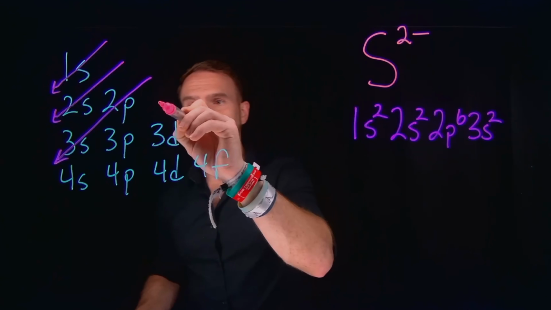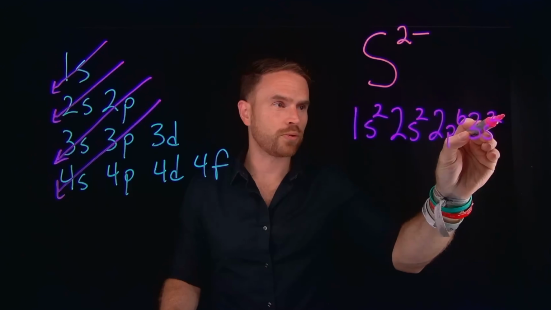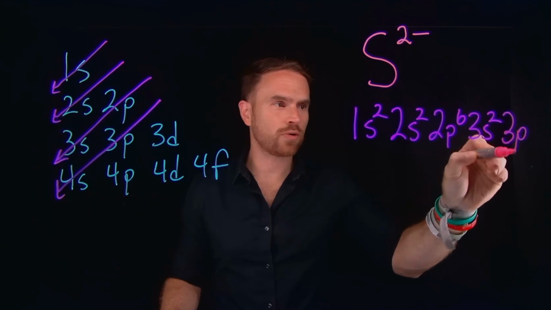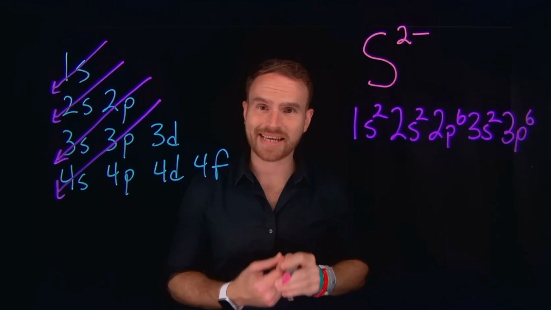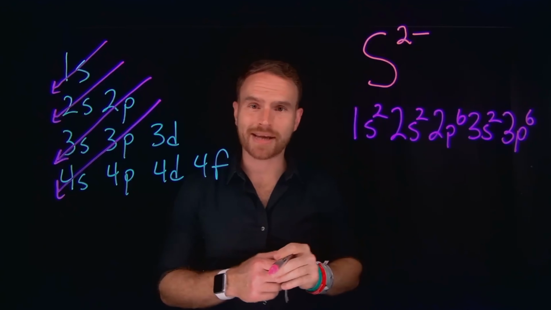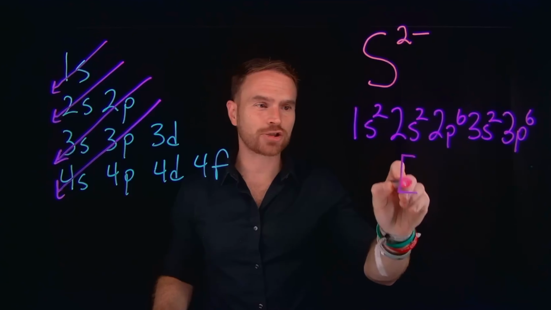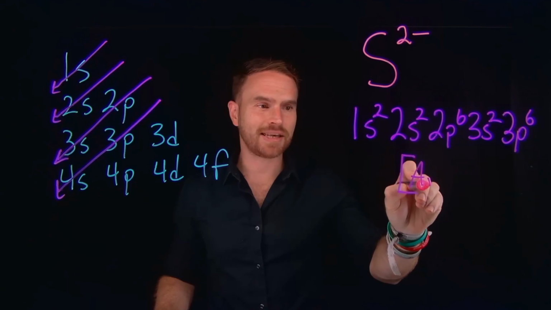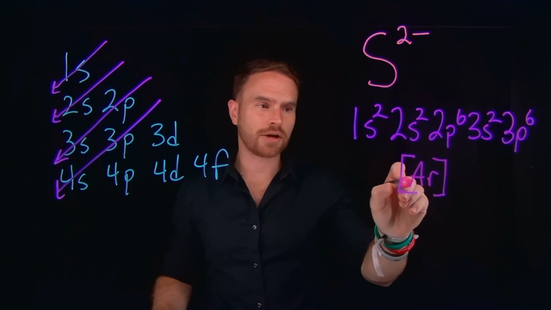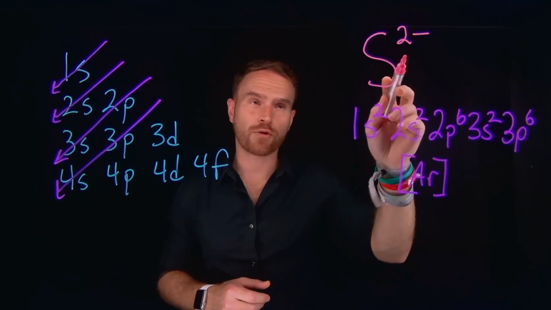And for that, we'll continue along our diagonal, and I see that I need to fill the 3p orbital next, which should have 6 total electrons, which will get us to 18. And this is the full electron configuration for sulfur in the 2- state. And notice, however, that this actually has the same electron configuration as its nearest noble gas, which is going to be argon. So this would be the noble gas configuration for sulfur in the 2- state.